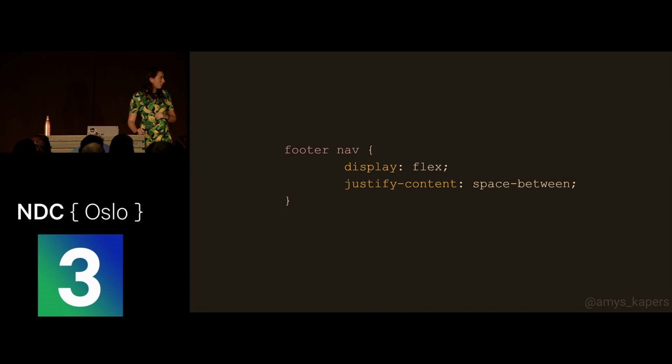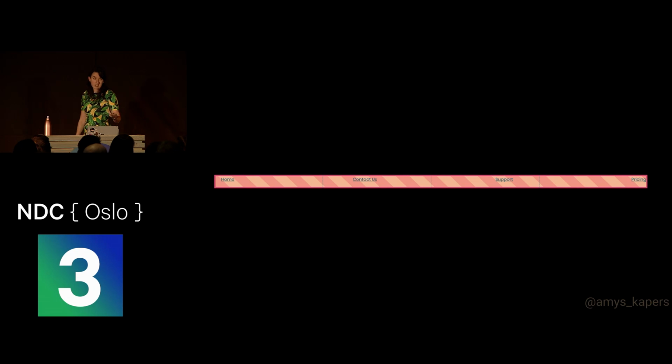What that says is justify content looks at the main axis, which in this case is going to be across, and we say we want you to put space between each of the items, make them all nice and equally spaced out. Which does this. Lots of space between them now.